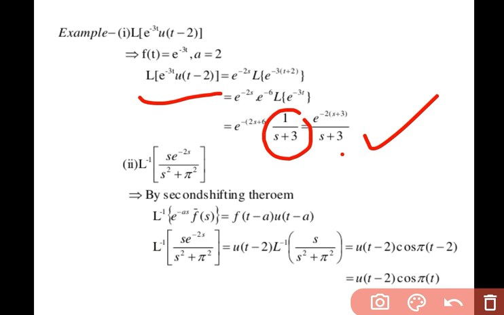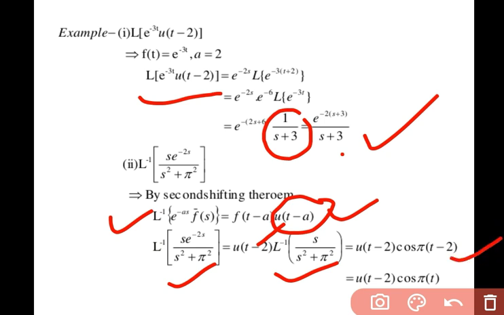Similarly, we can find the Laplace inverse of e to the power minus 2s upon s square plus pi square by shifting theorem. आगे हम डिस्कस करेंगे इनवर्स के बारे में. L inverse of e to the power minus as F bar s equal f of t minus a, u of t minus a. L inverse this equal this. u of t minus a is here, and f of t minus a is equal to this, L inverse of 1 upon s square plus pi square, and this is equal to this, and finally we get this.